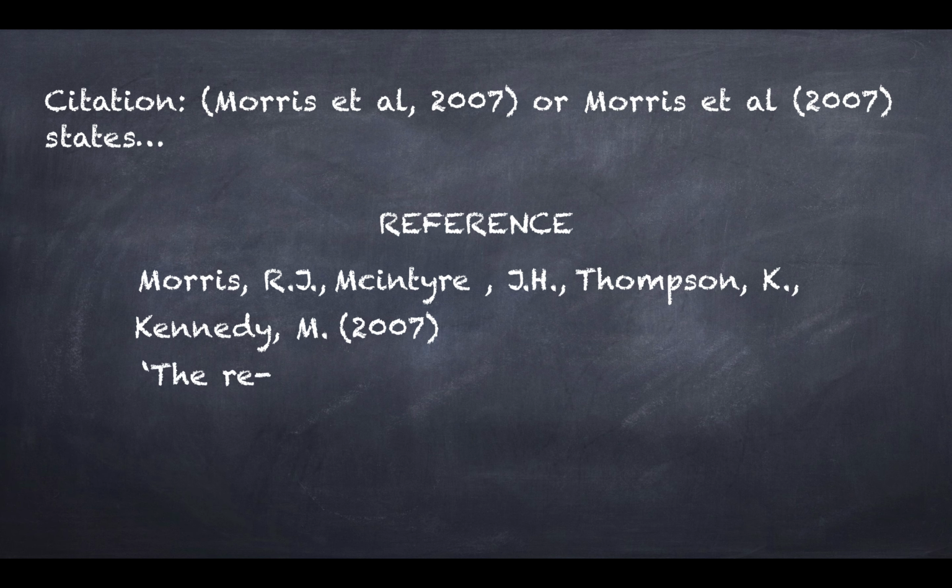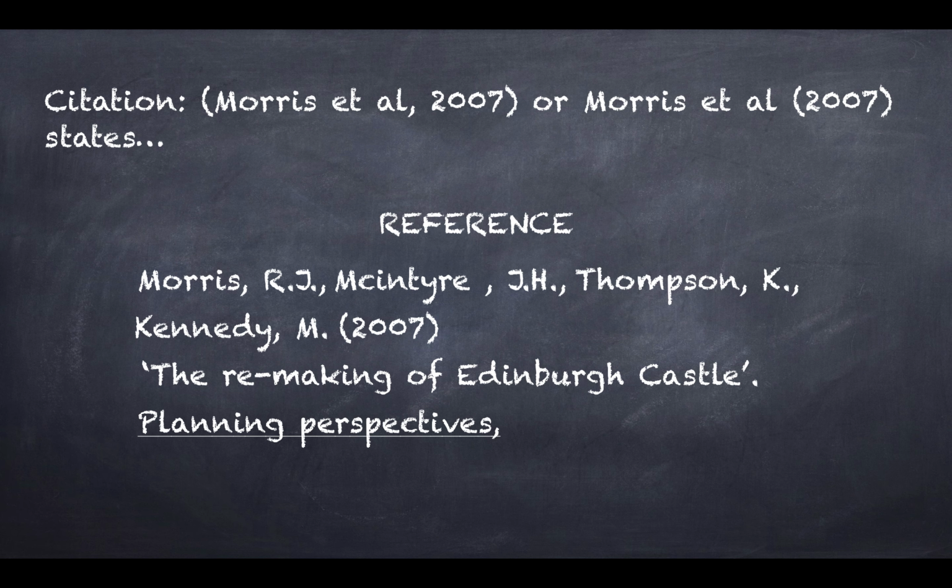Then we put in the article title, which in this case is The Remaking of Edinburgh Castle. Then we need the journal title, which in this case is Planning Perspectives. And please notice there that I've put that as underlined, but remember you can put this as underlined, bold, or italicized. Choose one and stick with it. Then we put in the volume number and issue number, which is Volume 22, issue 1. And then we remember our page numbers on which we found that article. So in this case, it was on pages 55 to 78. Great, so that is how you lay out a reference for a journal article, whether it's print or PDF.